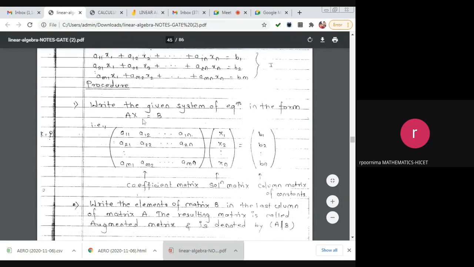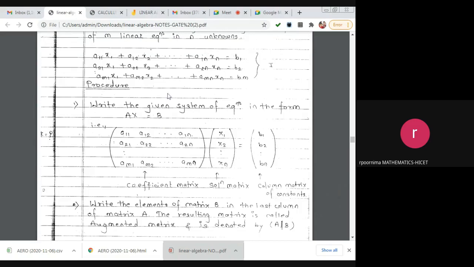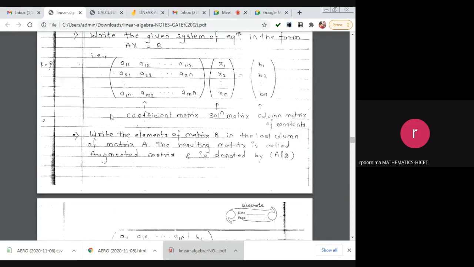So the procedure, you just write Ax equal to B. I am just recalling, you have already known about these things. So Ax equal to B, A is the matrix, X is a column matrix, and B is a constant column matrix. So coefficient matrix into solution matrix, which equals the column matrix of constants. Okay, write it in this form.